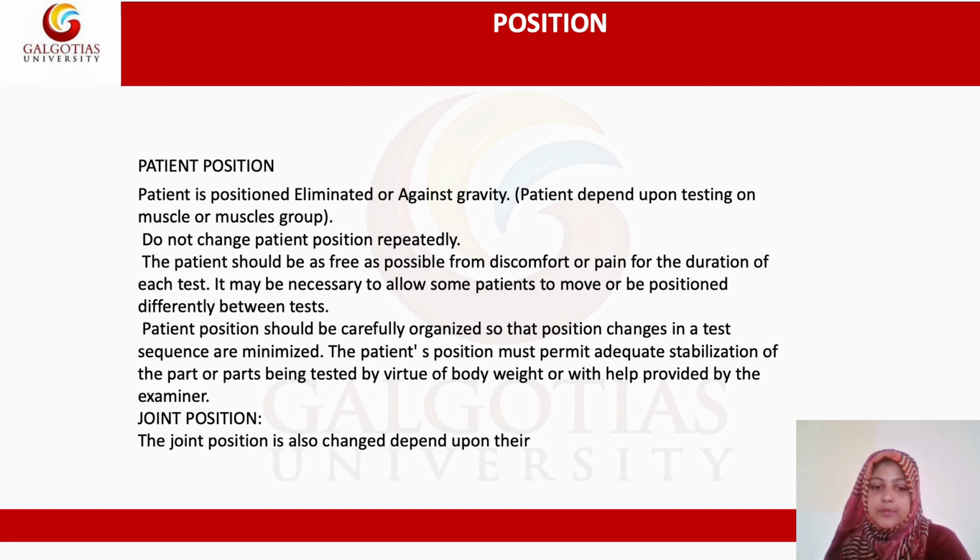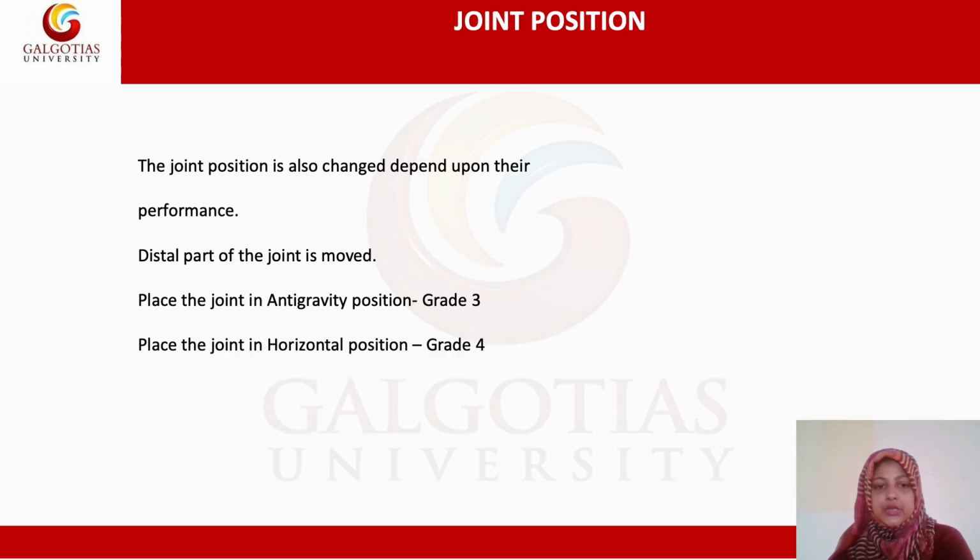Joint position is also not changed, but it will change depending upon the conditions. Next is joint position, and it also changes depending upon performance. The distal part of the joint is moved. Then we place the joint in anti-gravity position for testing grade 3. We can place the joint in a horizontal position for testing grade 4. This is how we arrange or adjust the joint position for the assessment.